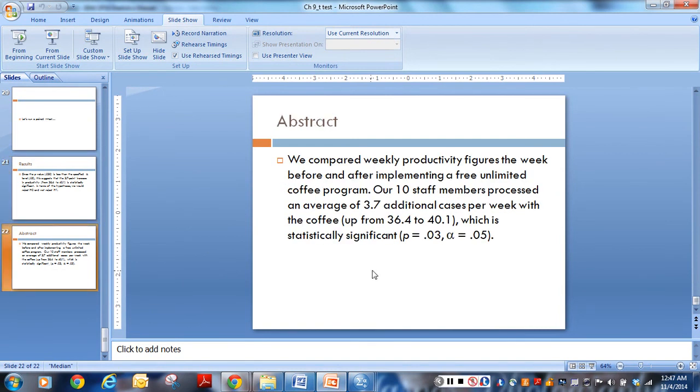And to document our results in an abstract, we can state we compared weekly productivity figures the week before and after implementing a free unlimited coffee program. Our 10 staff members processed an average of 3.7 additional cases per week with coffee, up from 36.4 to 40.1, which is statistically significant, p-value of 0.03 at an alpha level of 0.05.